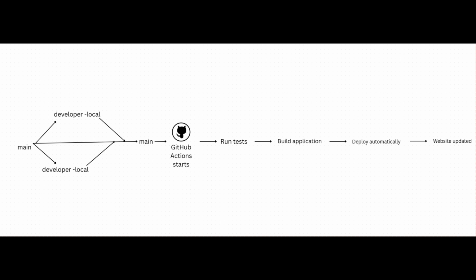And finally, the latest version of the application is deployed and the website or application gets updated with new features or bug fixes. The best part is that all these steps happen automatically without requiring someone to manually build, test, package, and deploy the application. This automation not only saves time, but it also reduces human errors, improves consistency, and allows teams to release software much faster and more confidently. This entire automated workflow is what we call CI/CD.